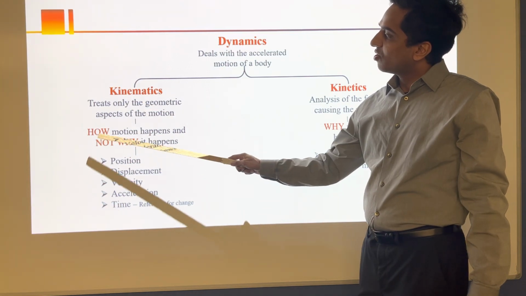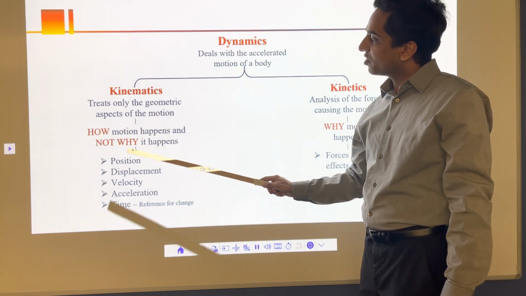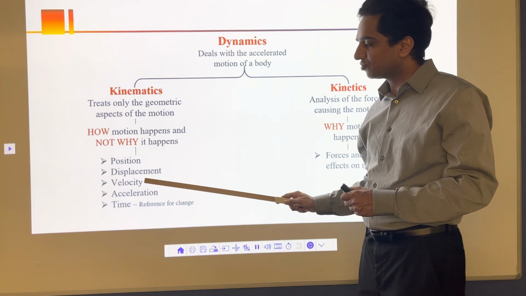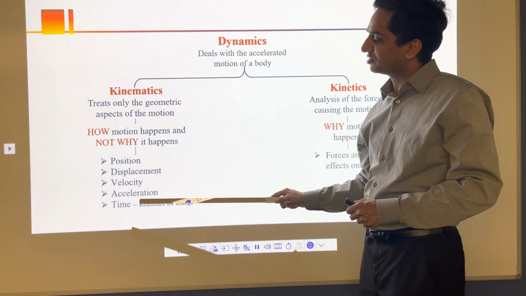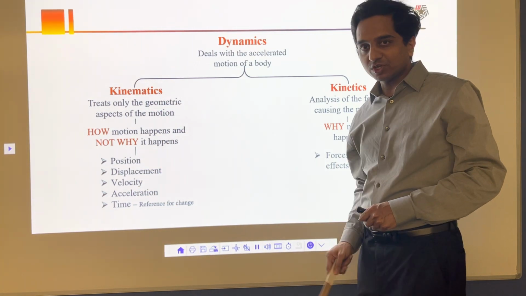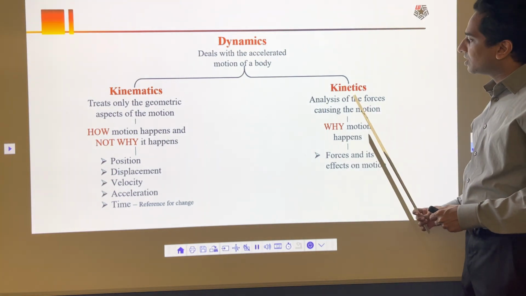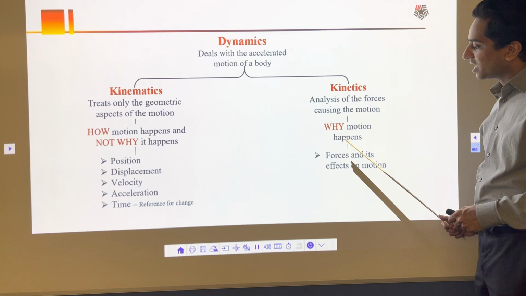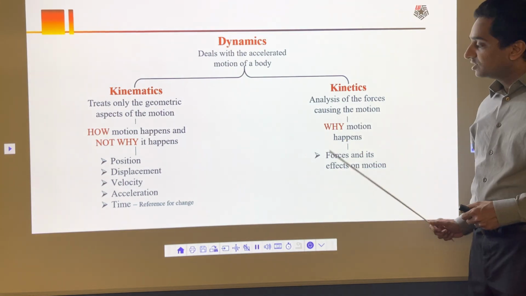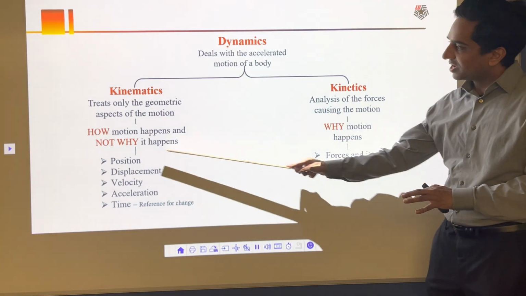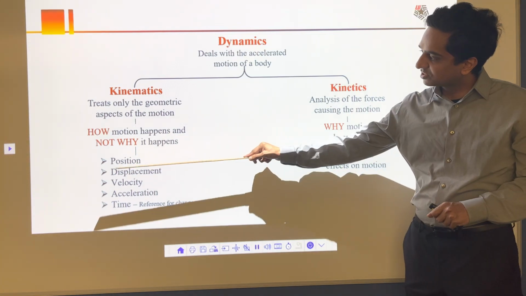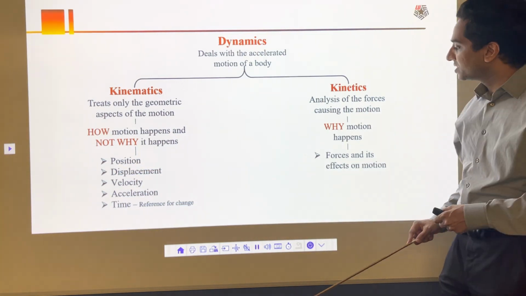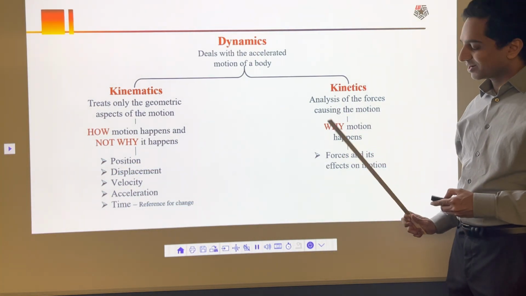Here we learn how motion happens and not why it happens. We are not worried about the forces involved, only position, displacement, velocity, and acceleration with respect to time. That's chapter 12. But now in chapter 13 we learn particle kinetics. Here we are more concerned with why motion happens and the forces involved. We are going to try to understand how forces cause displacement, velocity, and acceleration. So that's your particle kinetics.